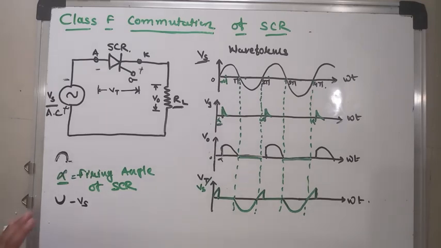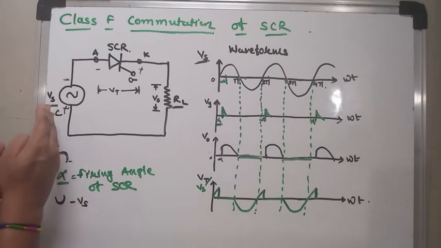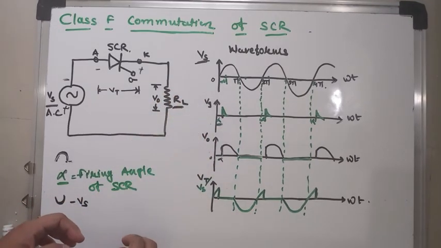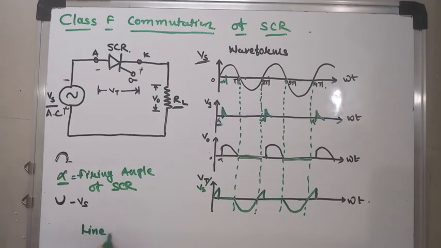So hope you understood what is Class F commutation. Class F commutation belongs to the natural commutations, when the SCR is operated on the AC supply, which means the input of the SCR is AC type. And here, for example, I have taken the load that is purely resistive type. And Class F commutation is also known as line commutation. So hope you understood. Thank you.